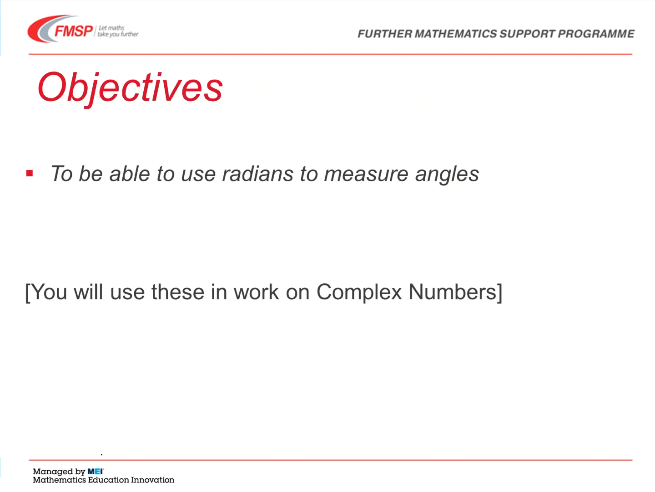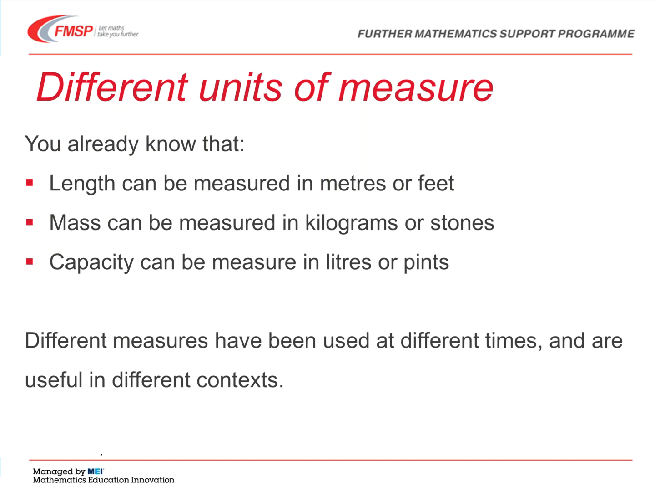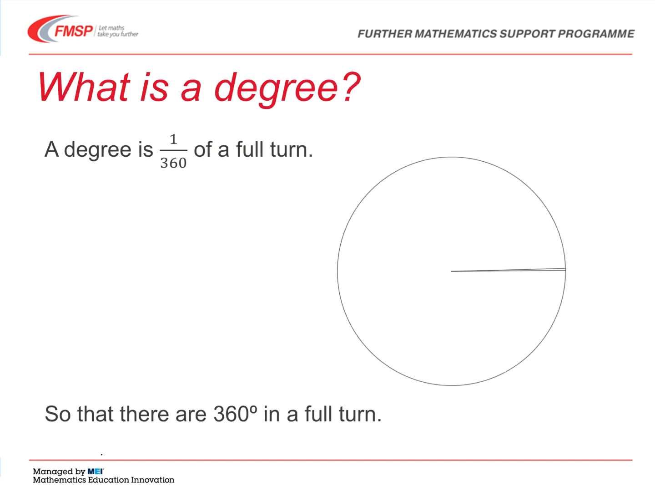This is what we'll be covering in this video. We can use different units of measure depending on what works best in a particular context. Grams are great for scientific experiments, but really ounces were much easier for cooking. In this video, we're going to be looking at different units for measuring turn. You already know about degrees. A degree is just 1/360th of a full turn, so that in a full turn there are 360 degrees.